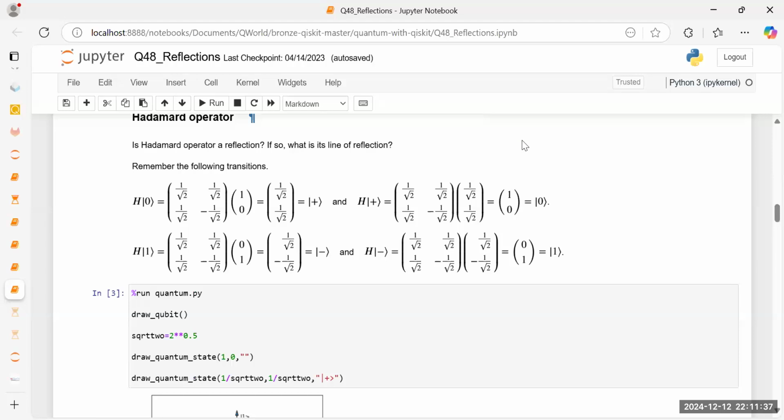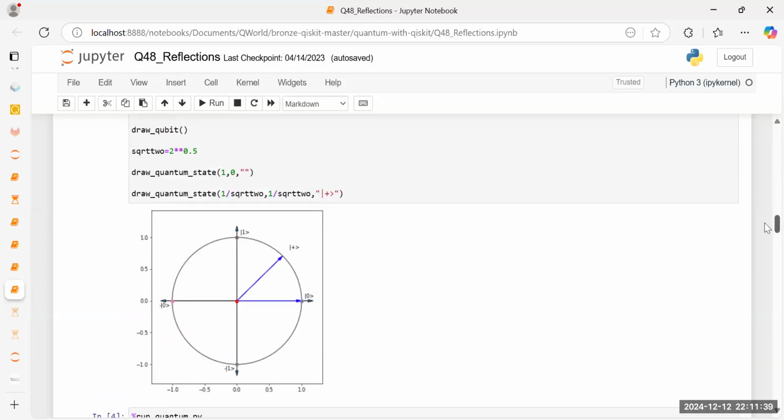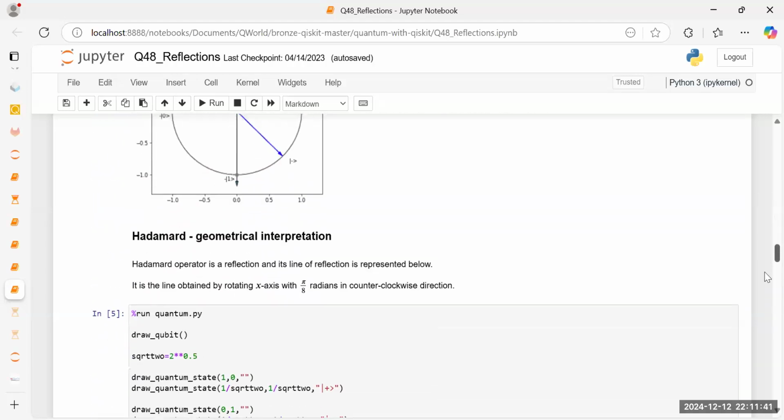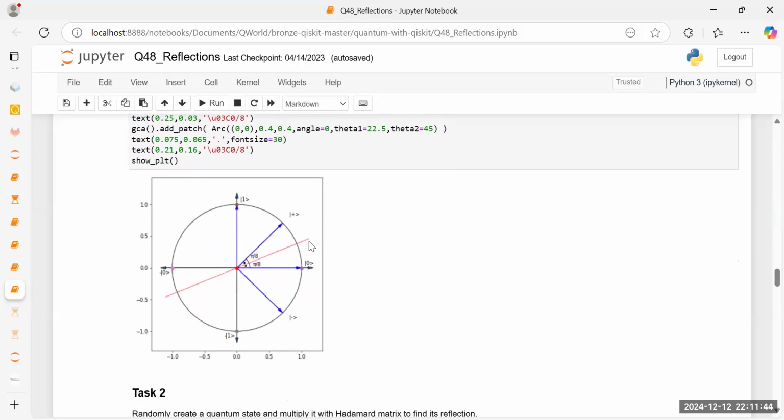So we also looked at the Hadamard operator as a reflection operator also. And this is its line of reflection. If we start off on the 0 state and we apply the Hadamard operator, we'll end up on the plus state. And as you can see, it's an image of where we initially were about this line. And similarly for the 1 state and minus state, if we are on the 1 state and we apply the Hadamard operator, we'll end up on the minus state.